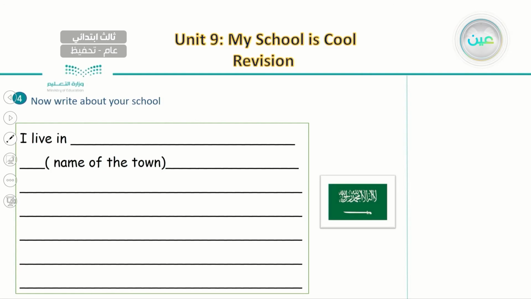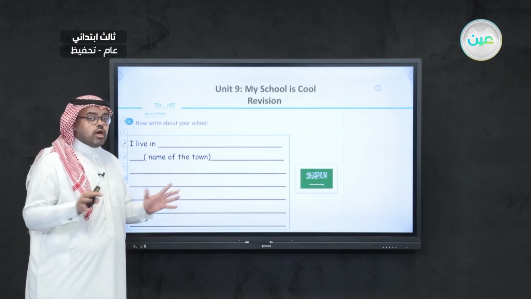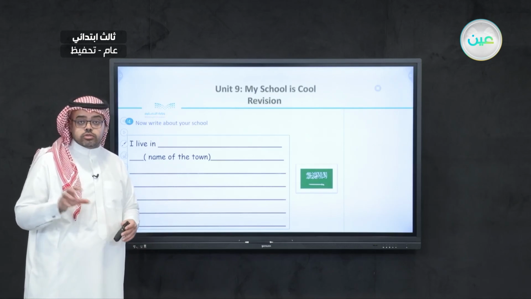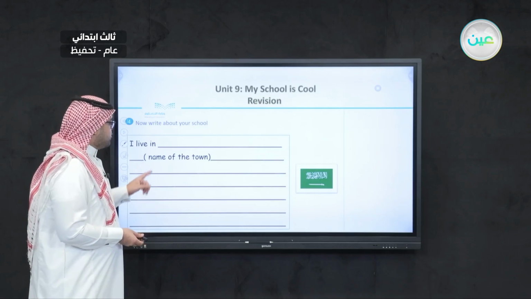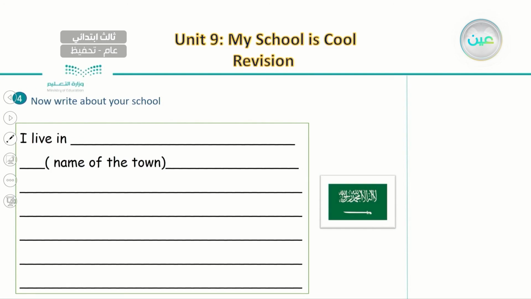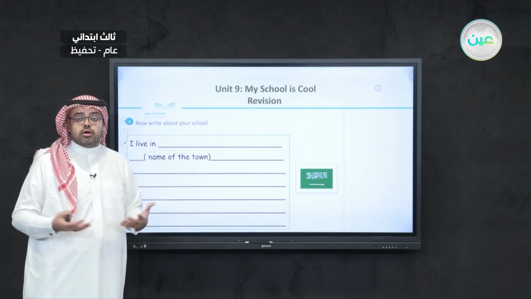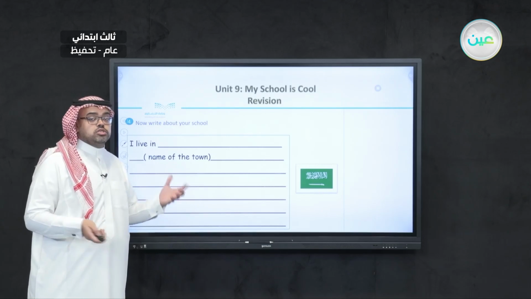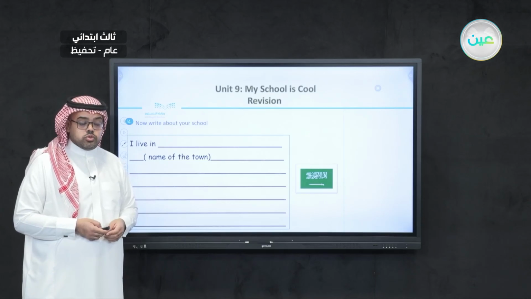So we said that after reading and listening to the My School text, now it's our turn to write about our school. We can start by saying, I live in Riyadh, for example, the name of your town, and then we can continue with the name of our school and how many classrooms we have and other facilities we have, a computer room, science lab, big yard, and talk about our teachers and so on. This is important, it will help you to learn more about your school.